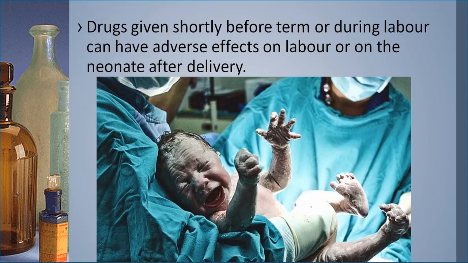The fourth thing that medicine can do is drugs given shortly before term. Before term means before or during labor. Sometimes once the pregnant woman comes to the pharmacy, they may have some contractions or pain, and they want some painkillers. Let's be very careful because medicine given before term or during labor can have an adverse effect on labor or on the neonate after delivery. Even though the child has been born, consider the medicine will affect the child significantly. Sometimes, if you are not careful, the child will die.